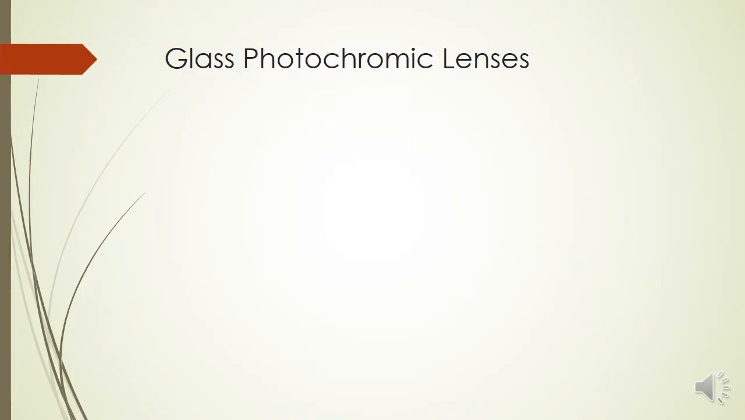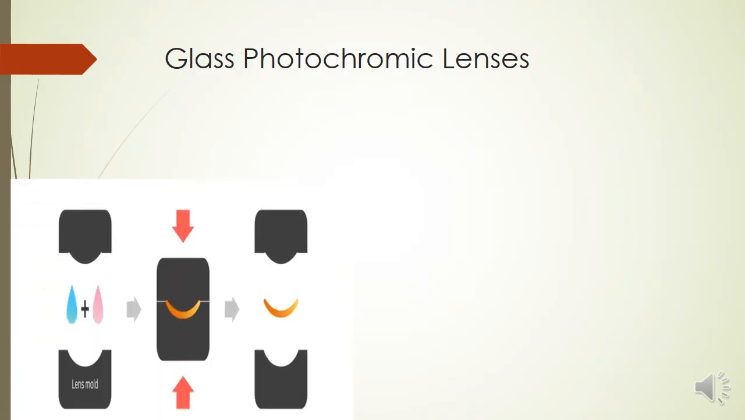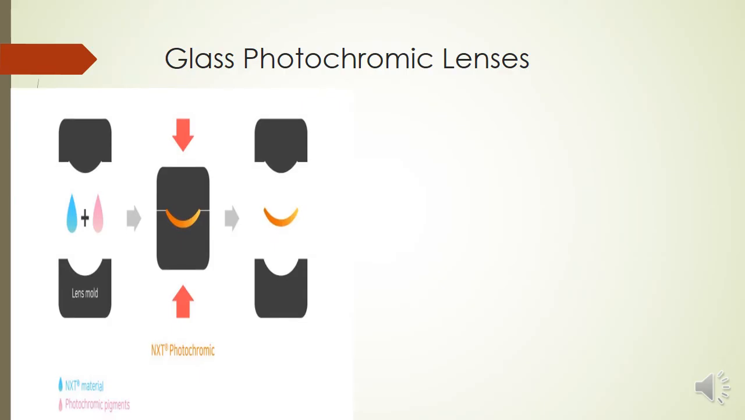So how are your glass photochromic lenses made? Glass photochromic lenses are generally made with the in-mass technology. So here what happens, you take the molten material, which is your glass or silica, and also the photochromic pigment, and then you mold it together to get photochromic lenses.